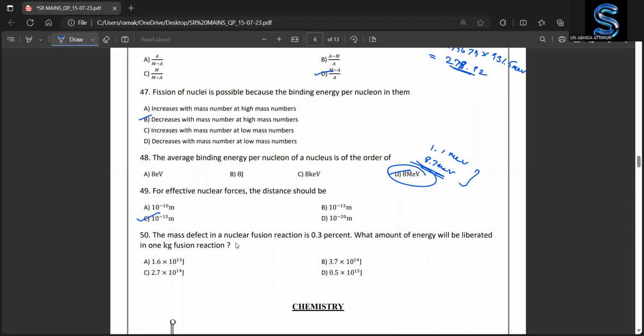And the last question: the mass defect in a nuclear fission reaction is 0.3%. What amount of energy will be liberated if 1 kg undergoes the reaction? So here delta M is equal to 0.3% of 1 kg. Then delta M is equal to 3 by 1000 kg. Then energy equals 3 by 1000 into 9 into 10 to the power of 16. Simplifying, we get 2.7 into 10 to the power of 14 joules. So option is 3.